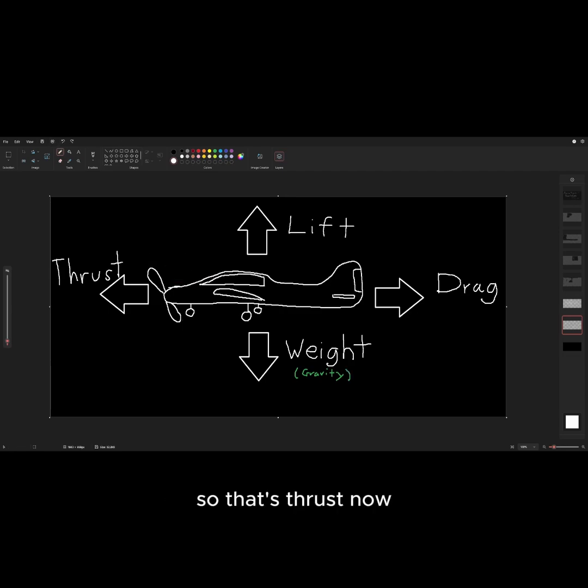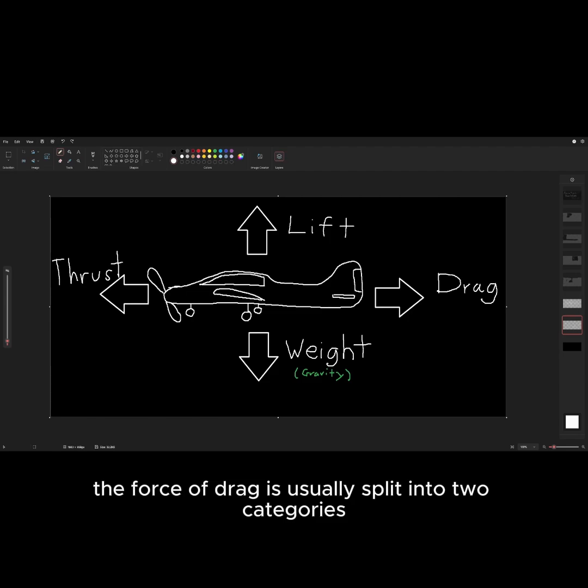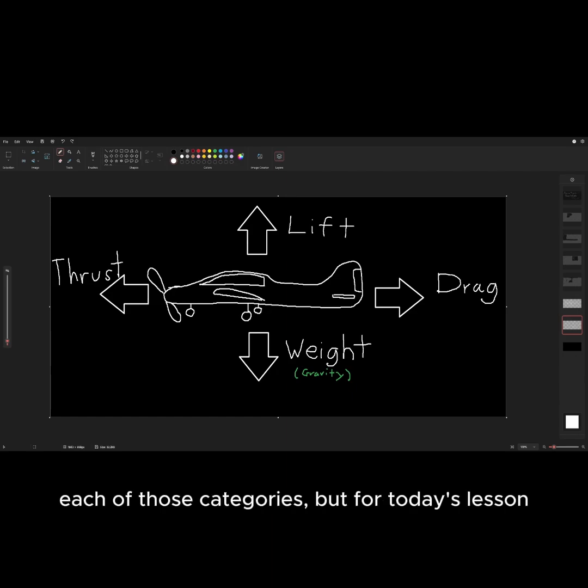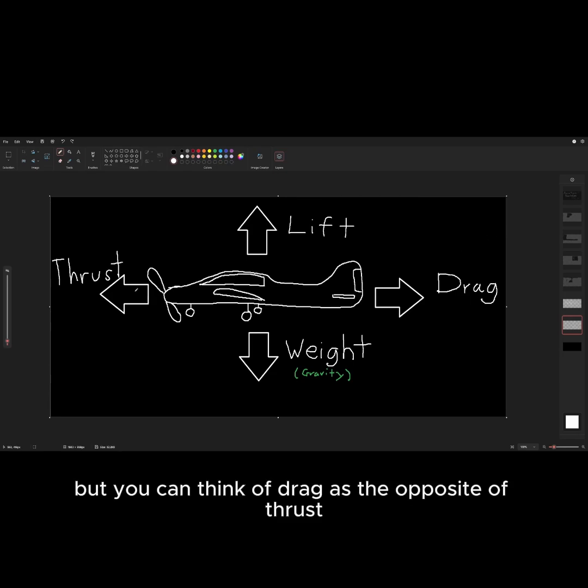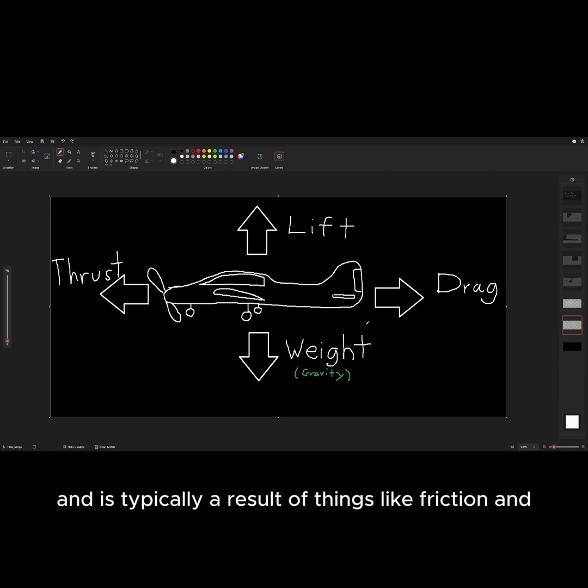So that's thrust. Now the last force we're going to talk about is the force of drag. The force of drag is usually split into two categories with different types of drag in each of those categories. But for today's lesson, we are just going to cover an overview of drag. We'll talk about it more in depth in another video. But you can think of drag as the opposite of thrust and is typically a result of things like friction and aerodynamic resistance. So when you are flying, you're going to be creating friction with the air you're going through. So it's going to start to try and slow you down, resulting in drag.